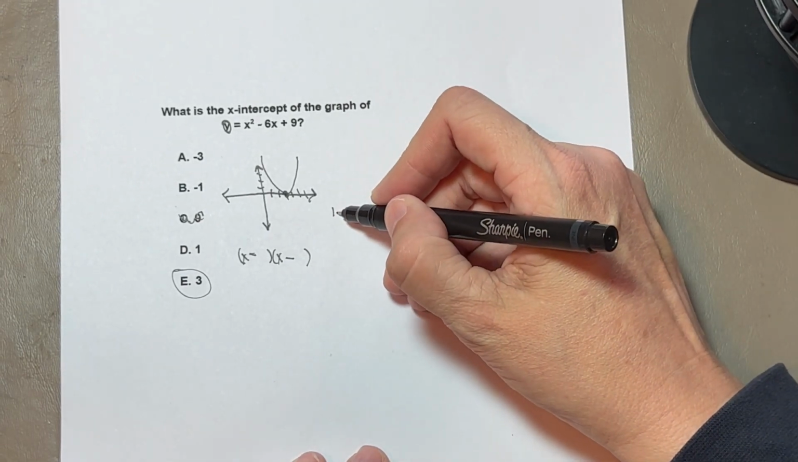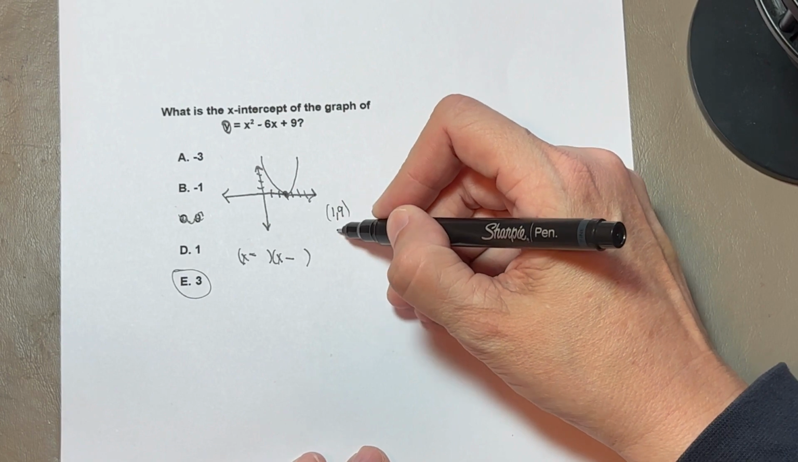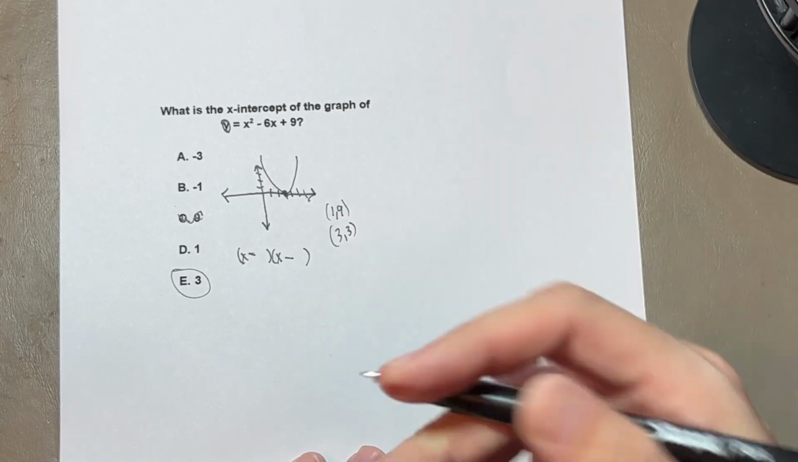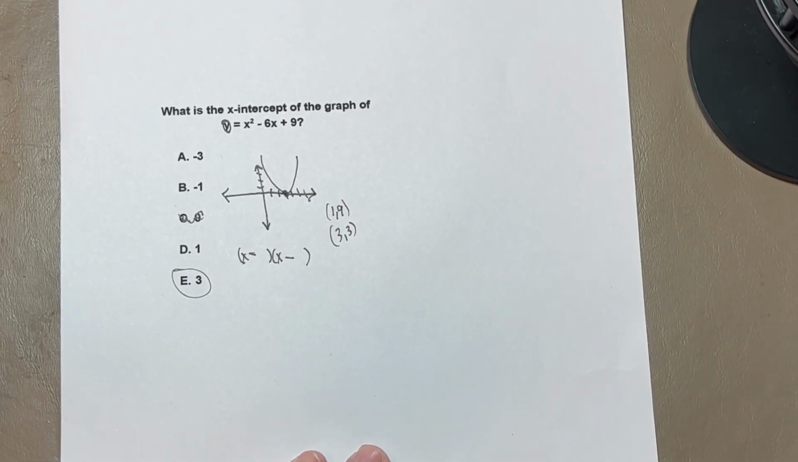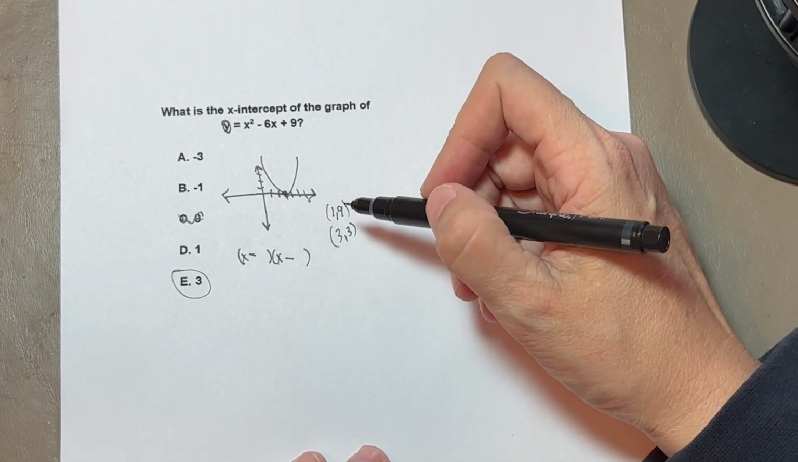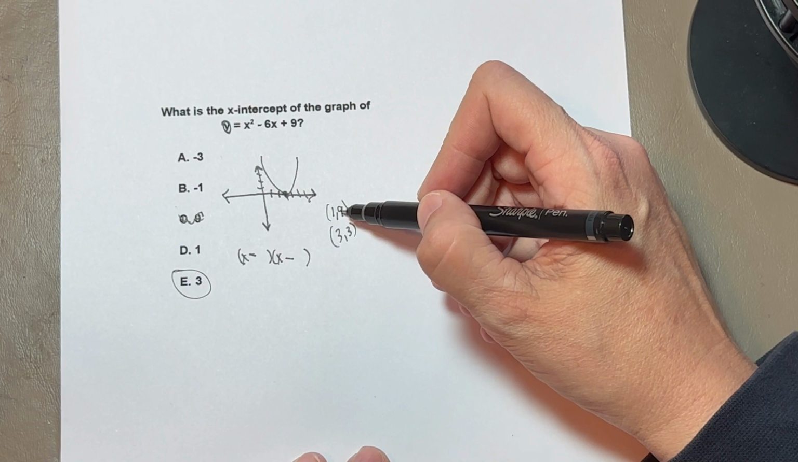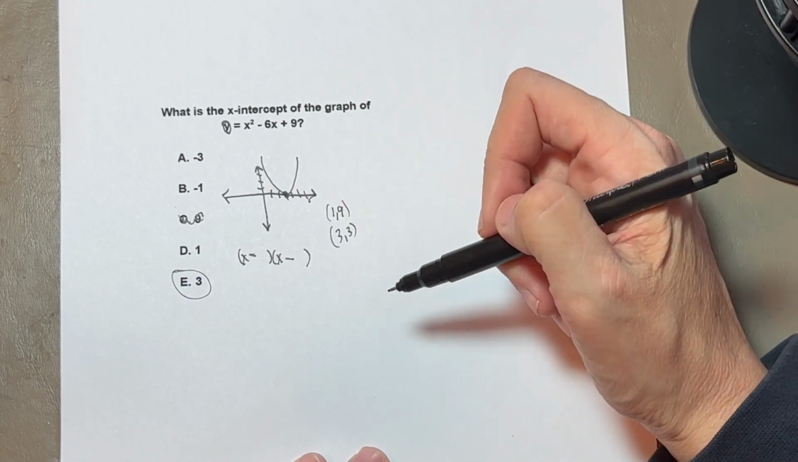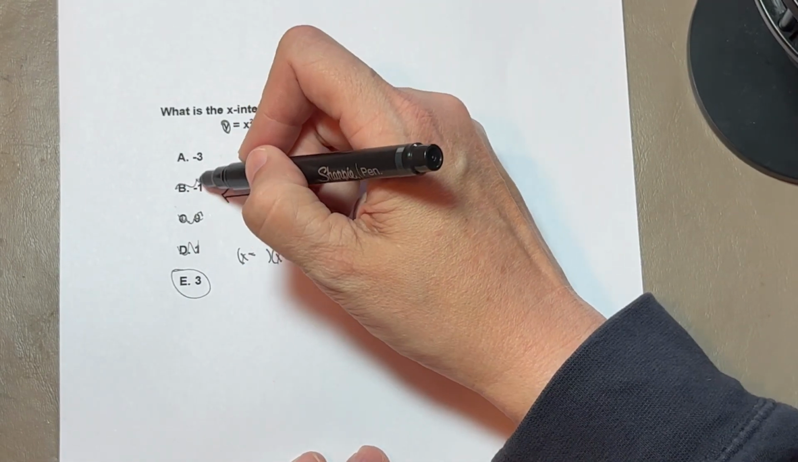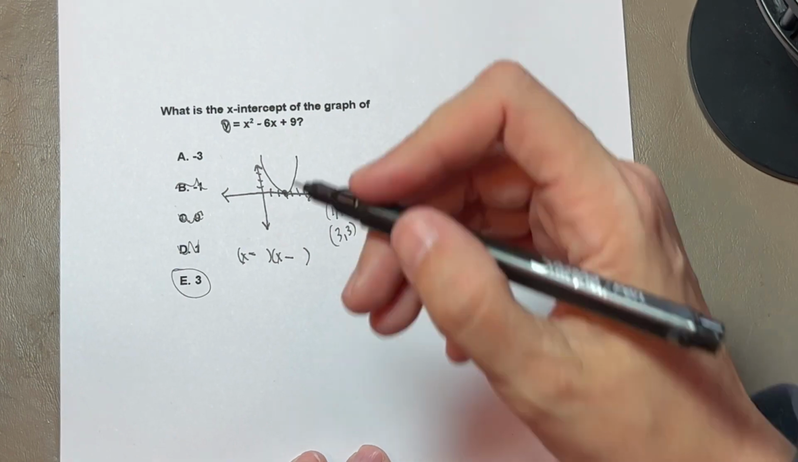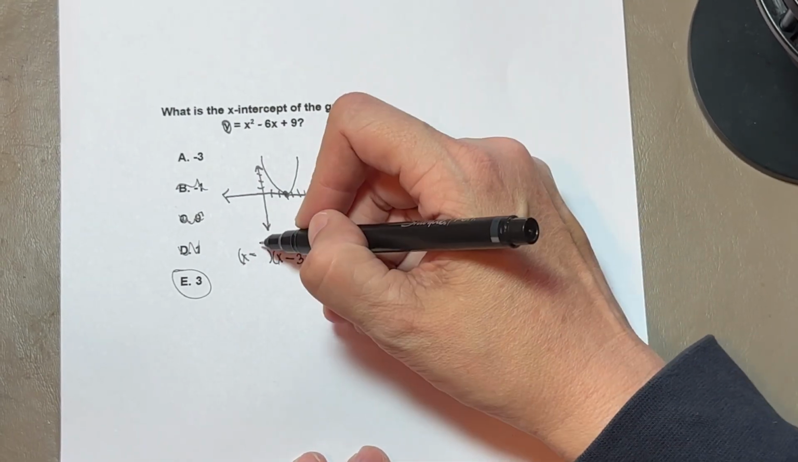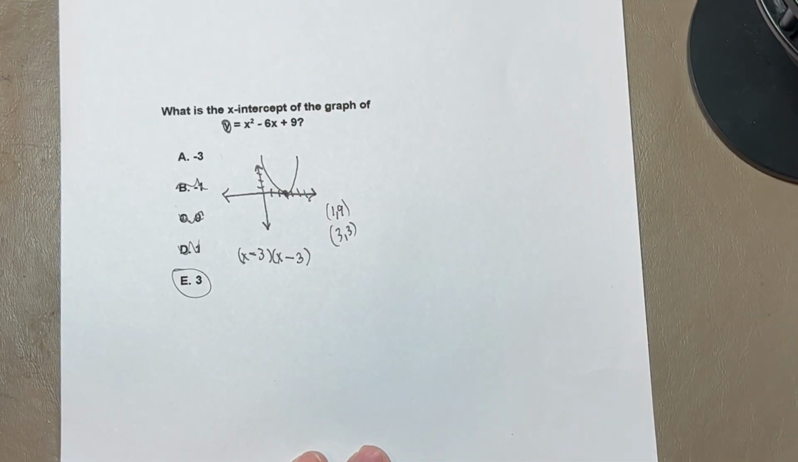So we got a 1 times 9 is 9. We got a 3 times 3 is 9. We can do the plus and minuses. If I do 1 times 9 is 9, can I combine these in any way to get a 6? No. So 1's not going to work. But if I put a 3 here, a -3 times a -3 is a +9. So why isn't -3 the answer?